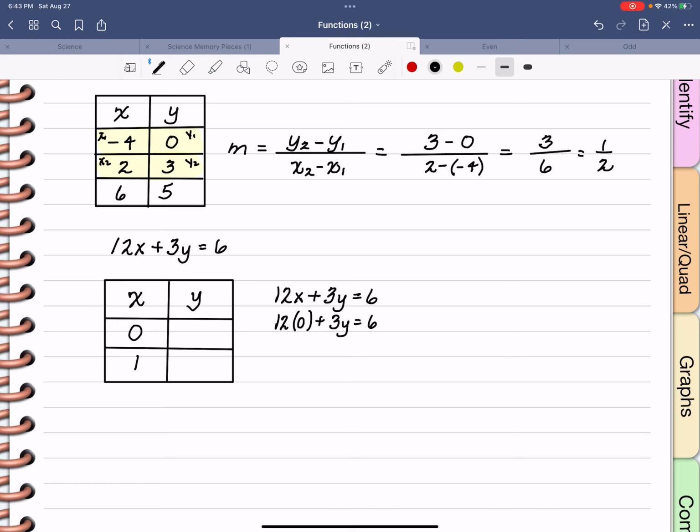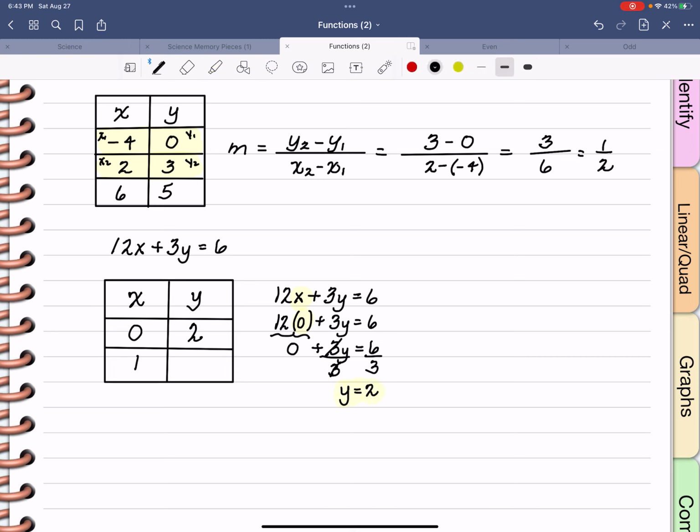So I just picked 0 out of thin air, and let's see what happens when x is 0. So 12 times nothing is nothing, and we're left with 3y equaling 6. So if I divide both sides by 3, I will get a y value of positive 2. So that gives me a point. Now if I get another point, I can find slope. So when x is 0, y is 2.